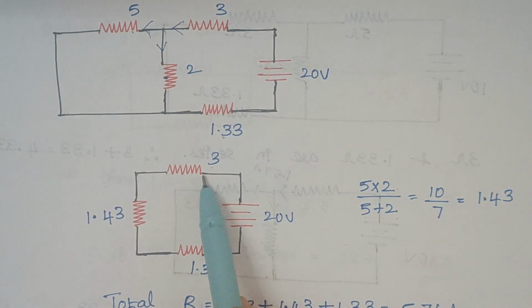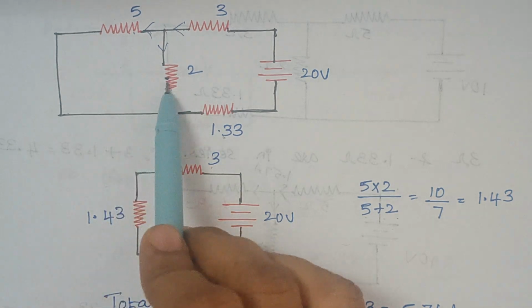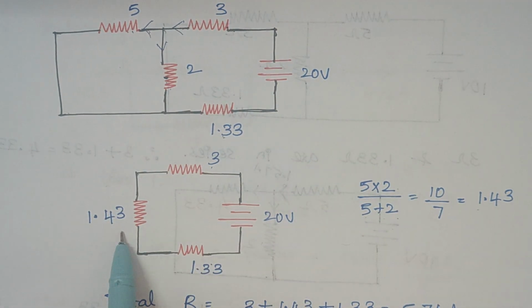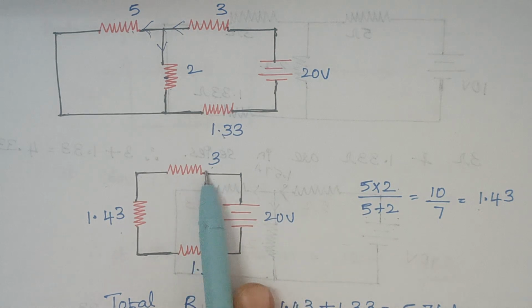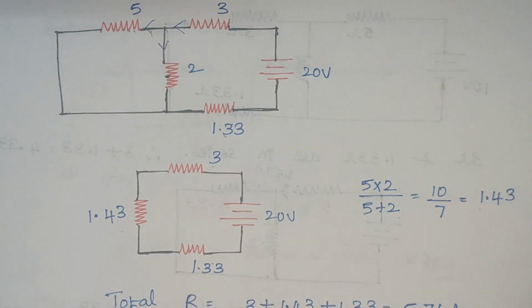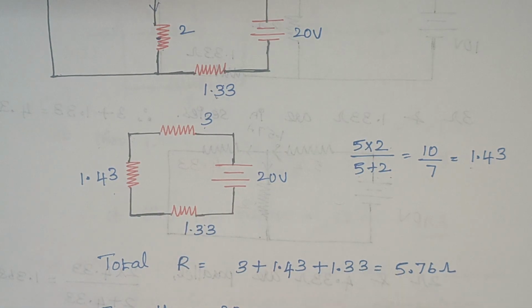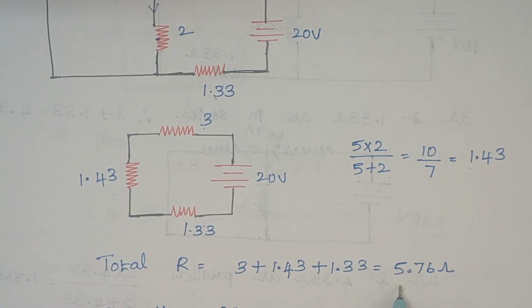Okay, these two are drawn as such, and these two resistors are replaced by 1.43 ohm. So it is drawn here, right. Now how to calculate the total current? It is quite simple, right. So just add all these resistors. So the total resistance is, because these three are connected in series, so when you add, you are getting 5.76.